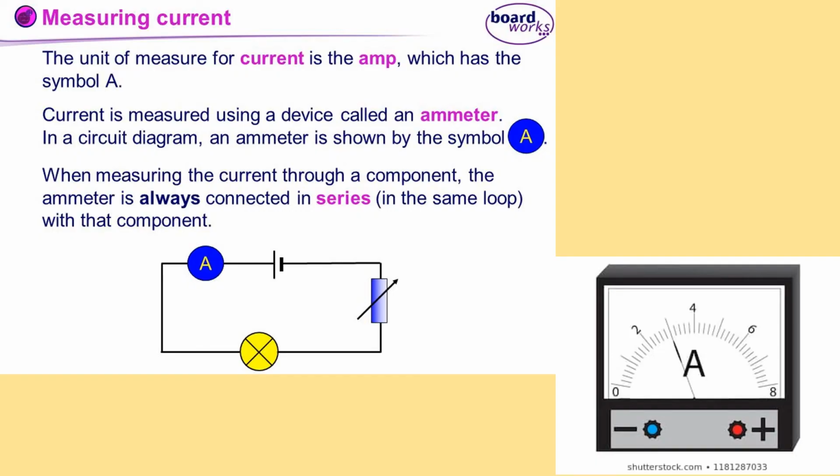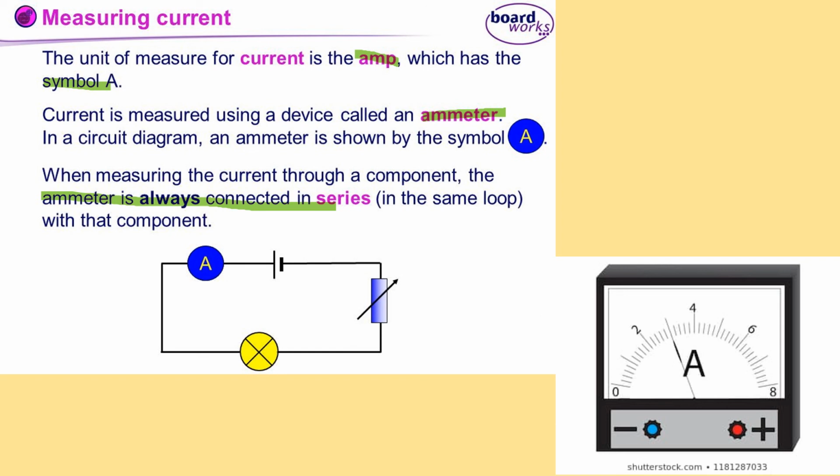So the unit of measure for current is the ampere, which has the symbol A, as we studied in the previous slide, and it is measured by a device called an ammeter. This is the device here, you can see in the picture. This is available in the school's physics lab. When we come to school after the lockdown, I'll show you how it looks and how it works. So this is an important point here: when measuring the current through a component, the ammeter is always connected in series in the same loop with that component. As you can see in this circuit, this ammeter is connected in series with the system.